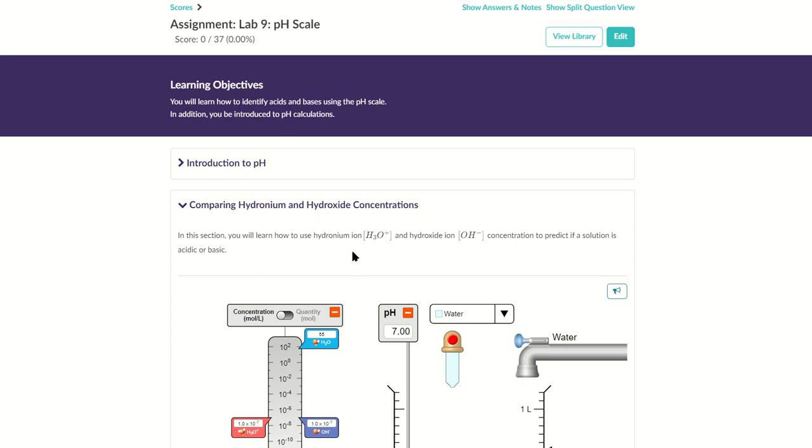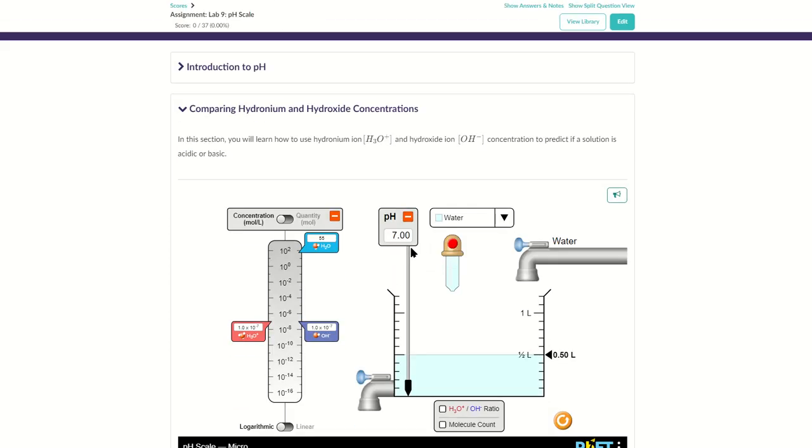And those values have to do with something called hydronium ion and hydroxide ion. So hydronium ion is what is in solution when you have an acid. And hydroxide is the ion that's in solution, and by in solution, we mean in aqueous solution, when you have a base.